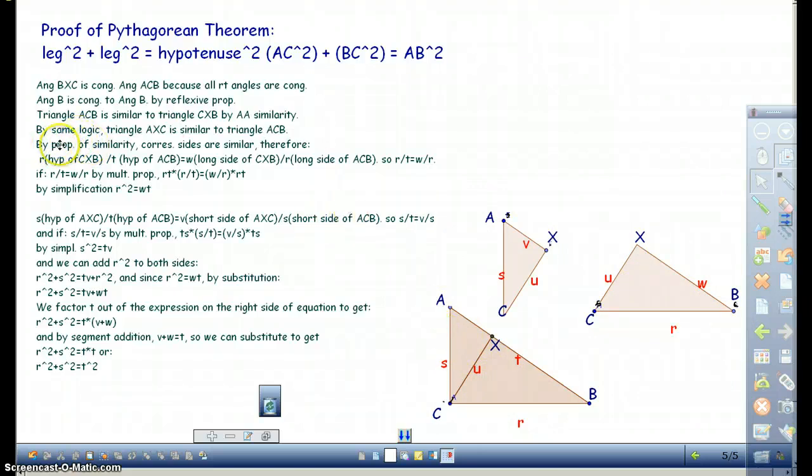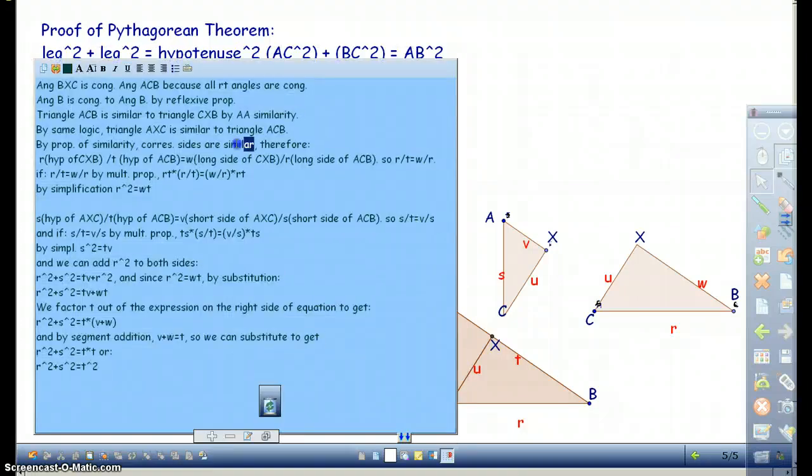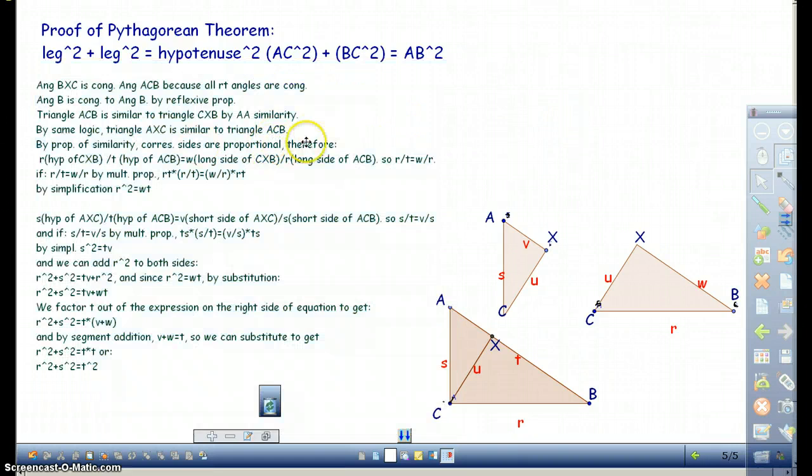All right, now, what does that mean? Well, if we use the properties of similarity, one of the properties of similarity says that corresponding sides are proportional. I'm sorry, that shouldn't say similar, that should say proportional, meaning we can write ratios out of them and the proportion will stay true. So now let's take a look at what I'm dealing with.